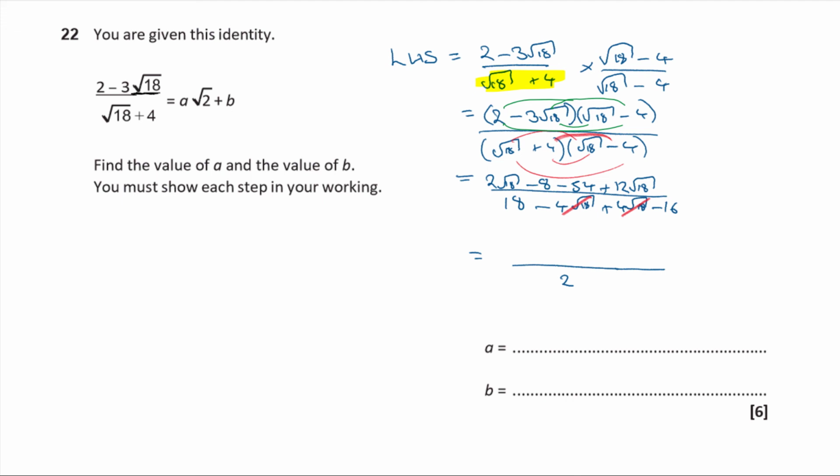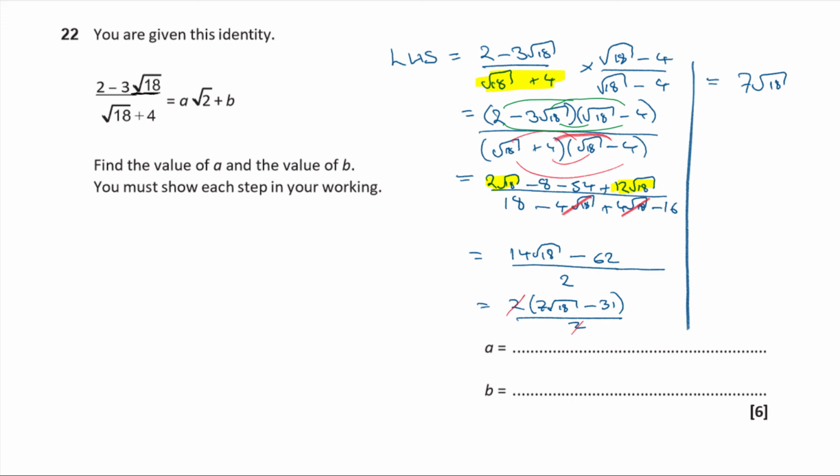Okay, so then collecting like terms, I've got a 2 root 18 and a 12 root 18, and adding those together, that is going to give me 14 root 18. And then I've got minus 8 minus 54. Combining those is going to give me minus 62. Now I can factorize 2 out of both of those top terms, so that's going to be 2 lots of 7 root 18 minus 31, over 2. So those two things cancel, and that just leaves me 7 root 18 minus 31.